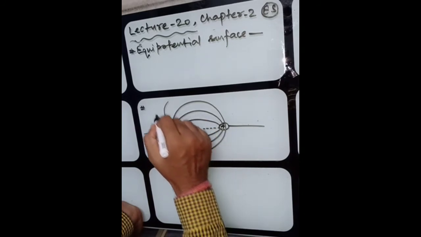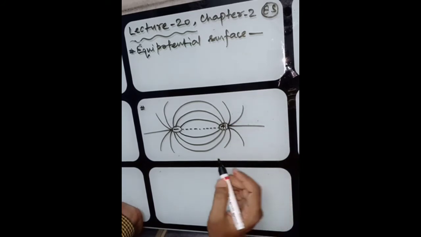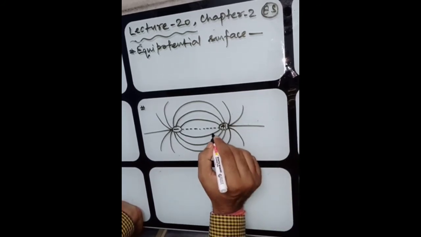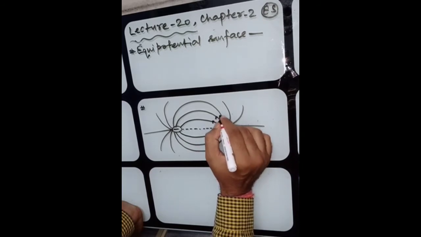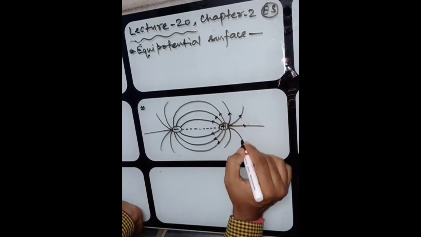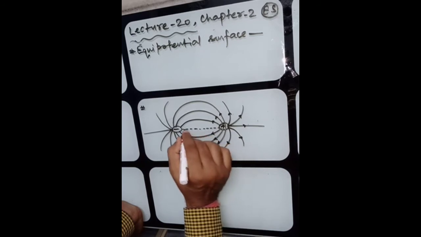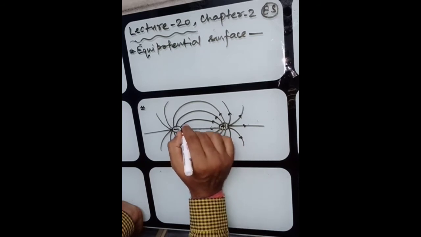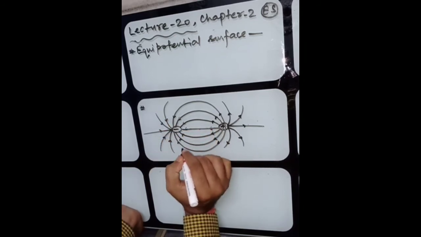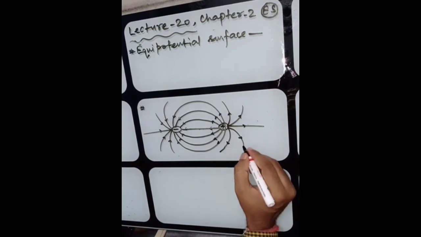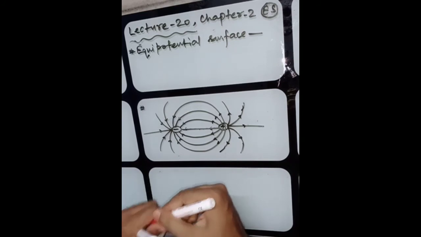You can draw much better than myself. I'm not good at drawing. So this is the positive charge, and the positive charge leaves the electric field lines. They originate and are collected by the negative charge. I hope, my dear students, you remember. Of course you should remember, this is not very tough. Now we have to draw the equipotential surface. So I'm going to draw the equipotential surface here.